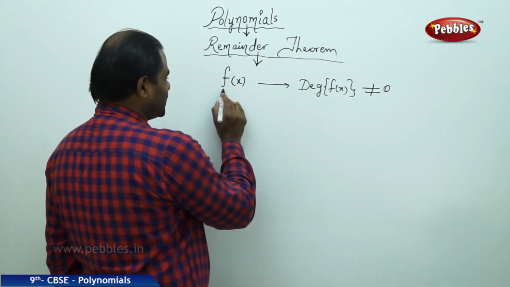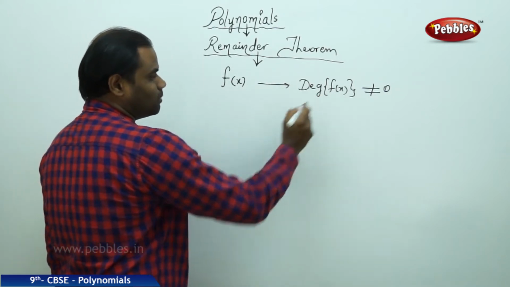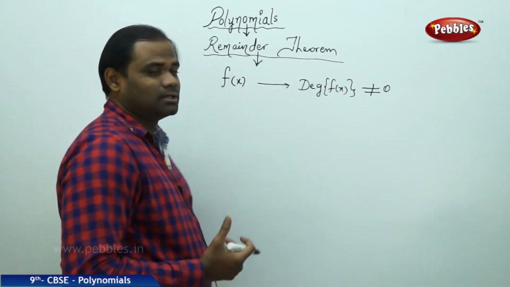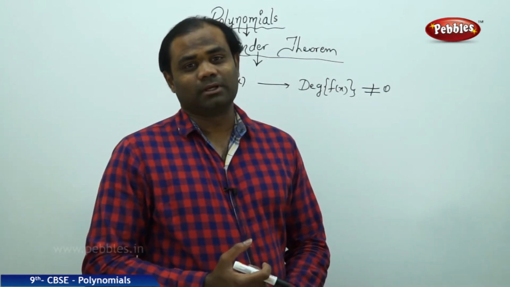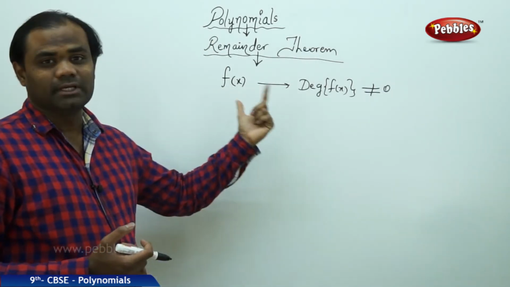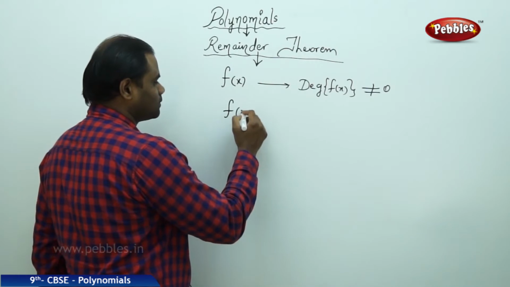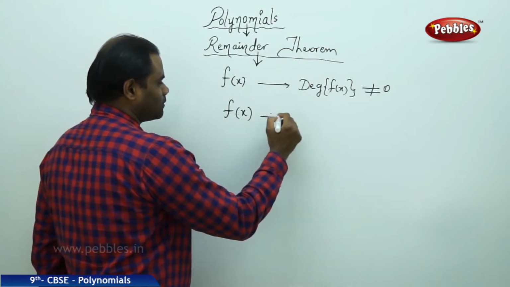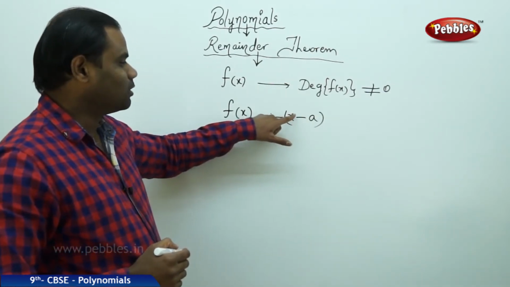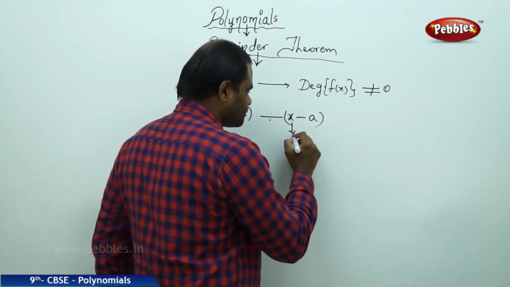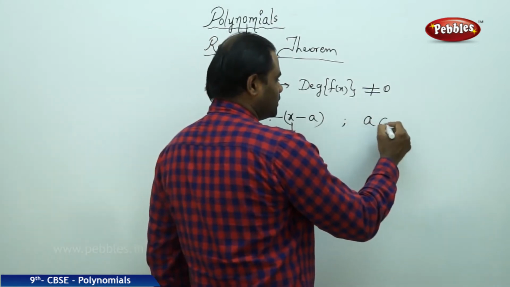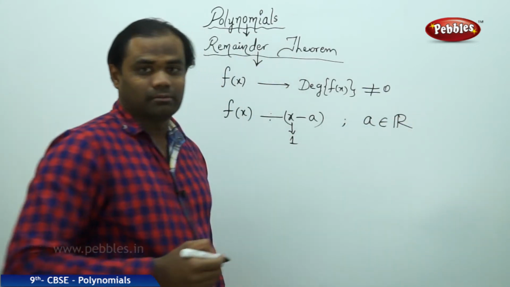So with the first condition that I take the polynomial f of x with degree being non-zero, that is, f of x is not a constant polynomial, in exception to the constant polynomial, if the polynomial f of x is divided by x minus a. Now we all know that this is a linear polynomial because the power of x is 1, and hence this is a linear polynomial with the condition that a is a constant or a real number.